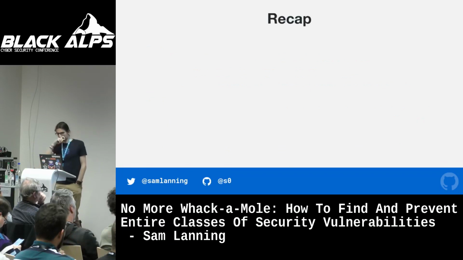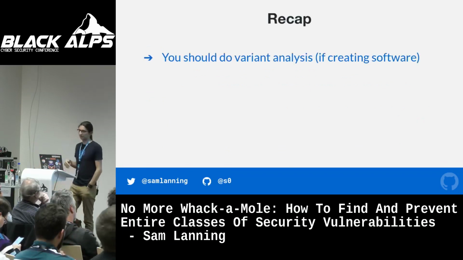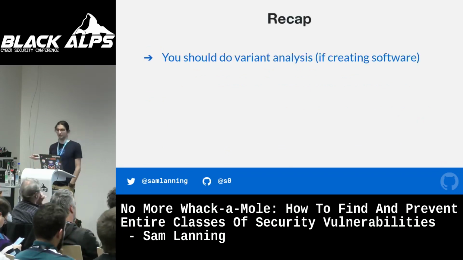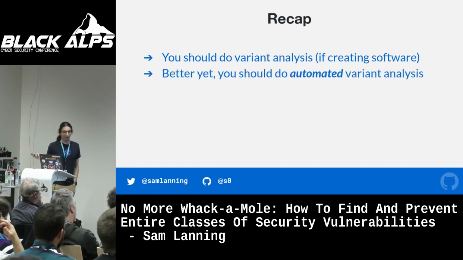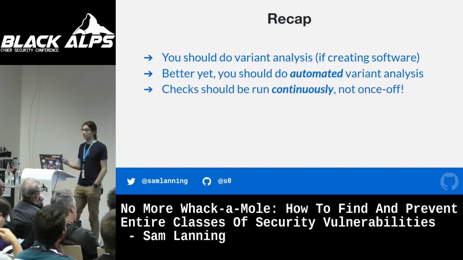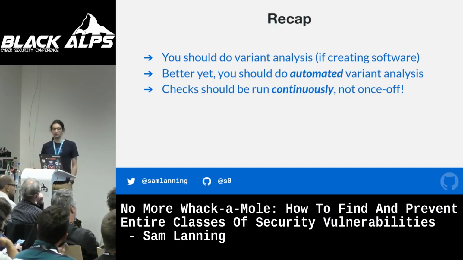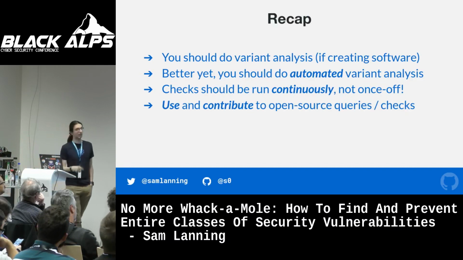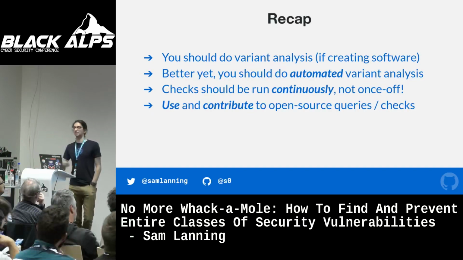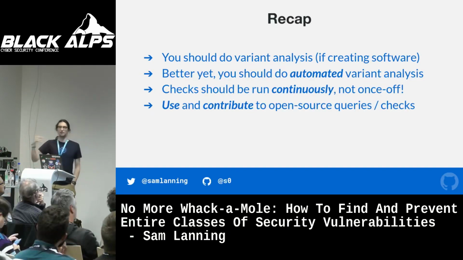So to recap, you should do variant analysis if you are creating software, that is. Better yet, you should do automated variant analysis. Checks should be run continuously, not once off when a vulnerability is discovered, because there's always a chance you can make that mistake again in the future. Use and contribute to open source queries, help other security teams, and use the knowledge that they're sharing.